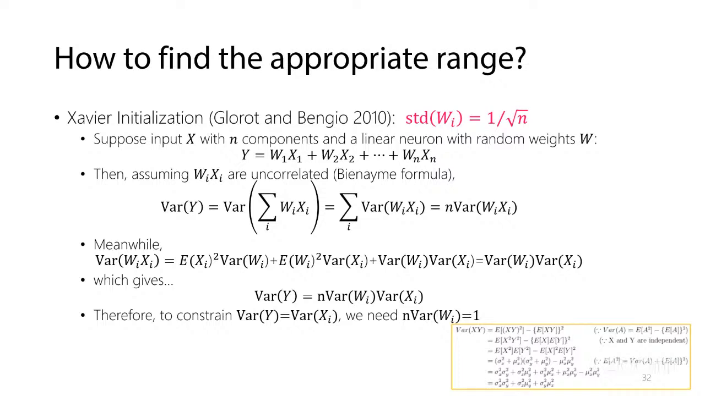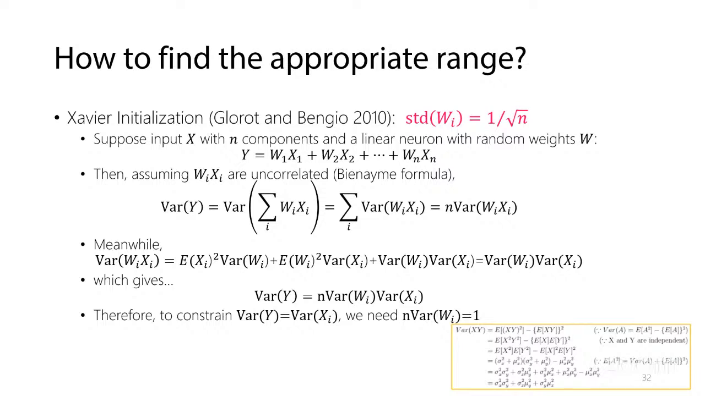Okay, so the variance of y is the variance of this entire summation. And then the variance can go into the sigma. So the variance of the sum is the sum of the variances if the wixi are uncorrelated. And then that is n times the variance of wixi. And in the meantime, since the variance of wixi is this, again, stat 101, just look up your stat textbook. I'm not going to go into that.